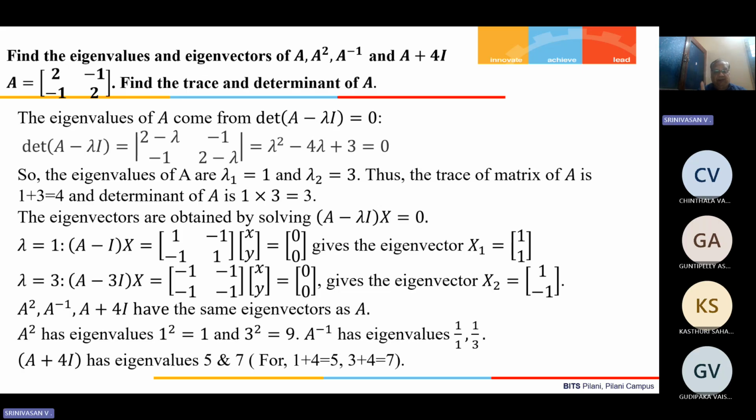And A plus 4I has eigenvalues 1 plus 4 into 1, that is 1 plus 4, 5. Sorry, not 5, 3. Your eigenvalues are 1 plus 4, 5, and 3 plus 4, 7. These are the eigenvalues of A plus 4I.